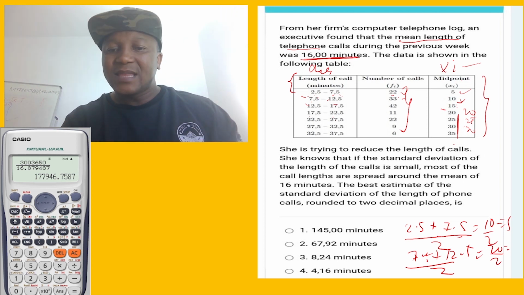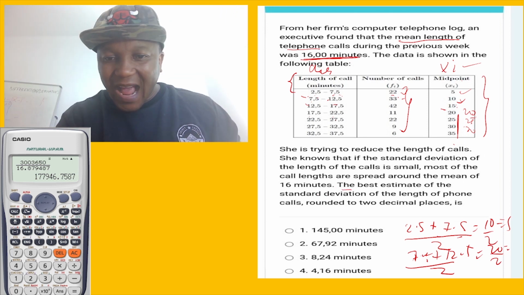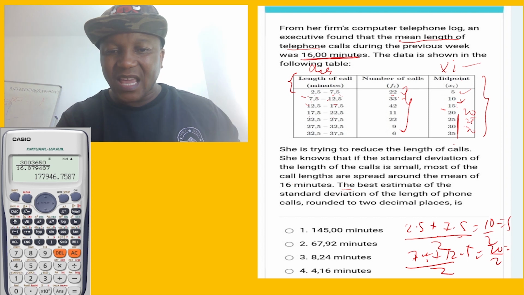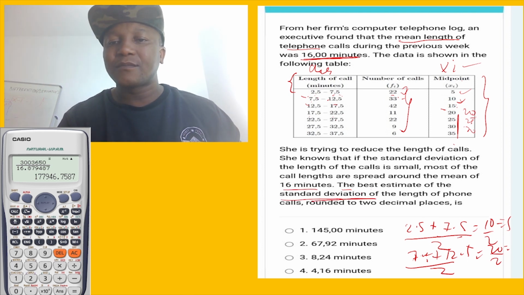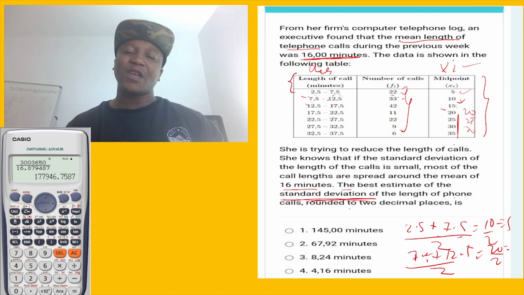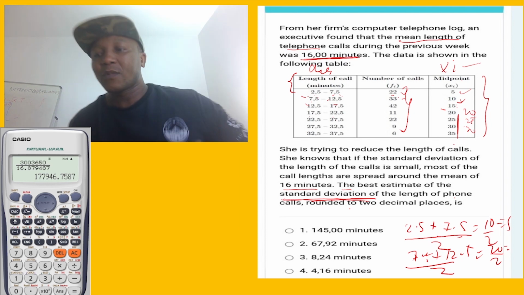What do they want these people? They say find, don't worry about whatever they say. They give us mean equals 16. Find the standard deviation of the length. Oh, there was standard deviation. So I'm going to show you how to do this.